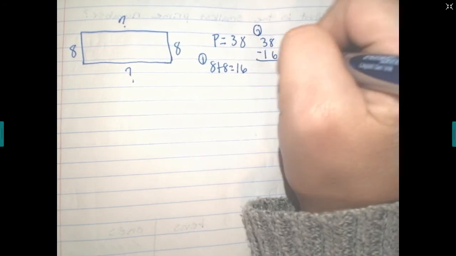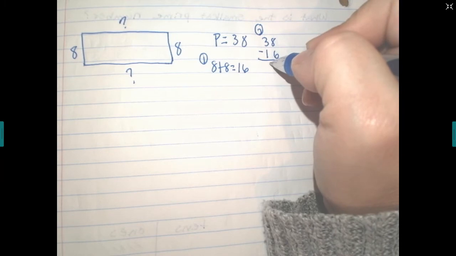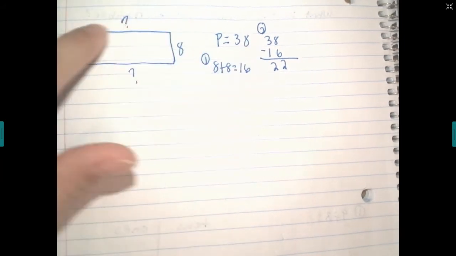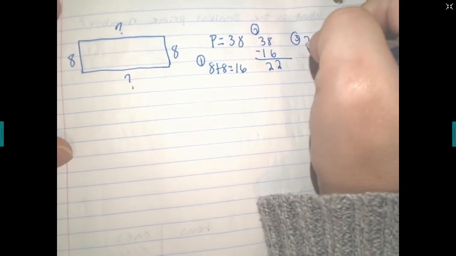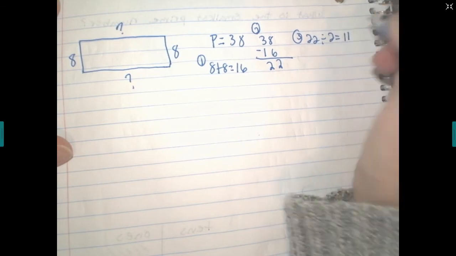So 38 minus 16. 8 minus 6 is 2. 3 minus 1 is 2. That's step 2. Now step 3 is we have to share 22 with both sides. So that means we have to divide it by 2. So step 3 is 22 divided by 2, and that gives me 11. So our missing side lengths are 11.